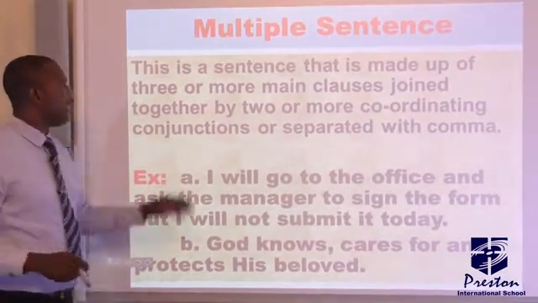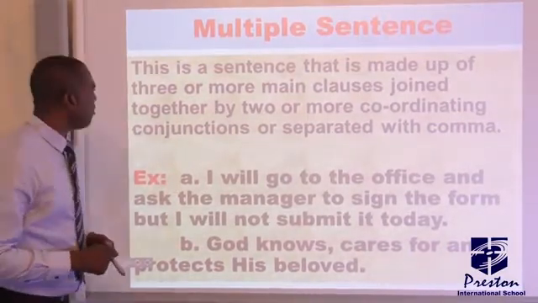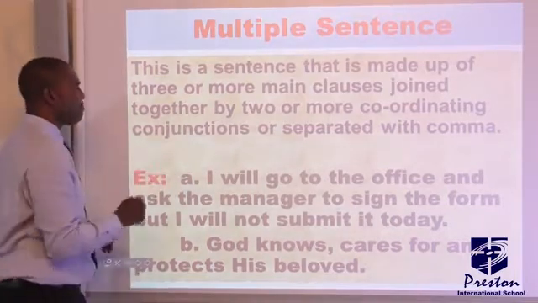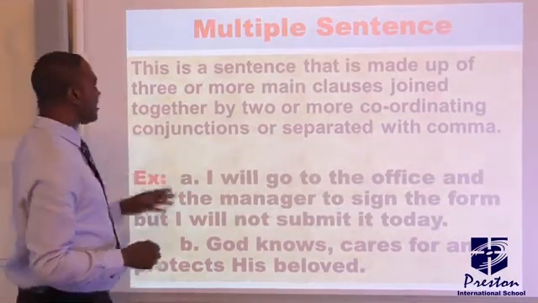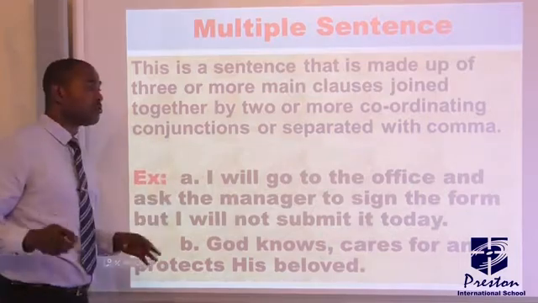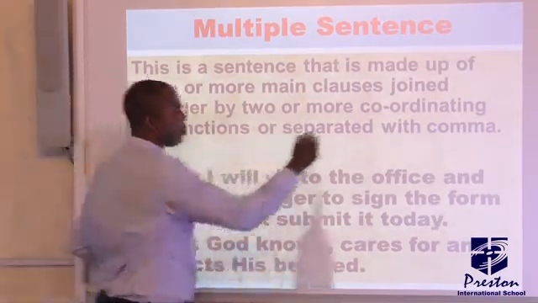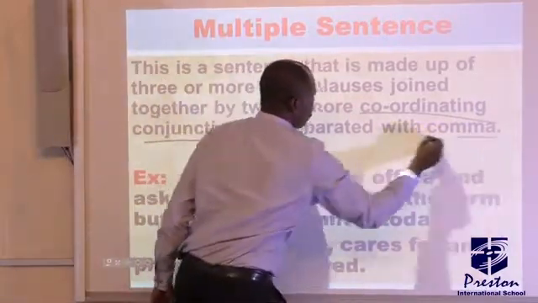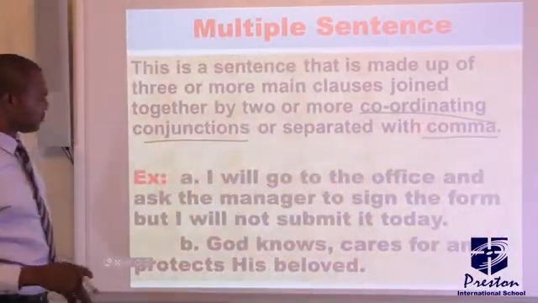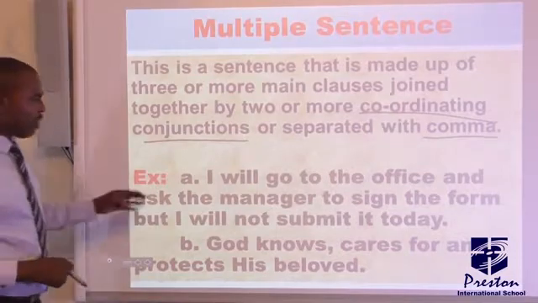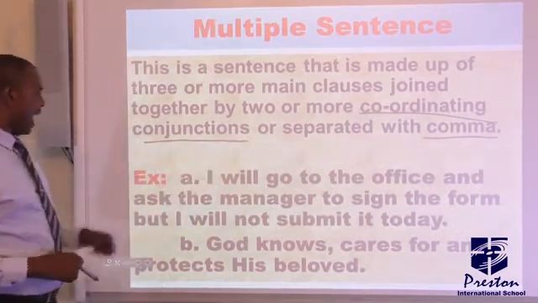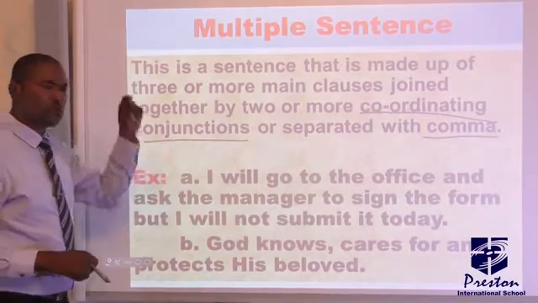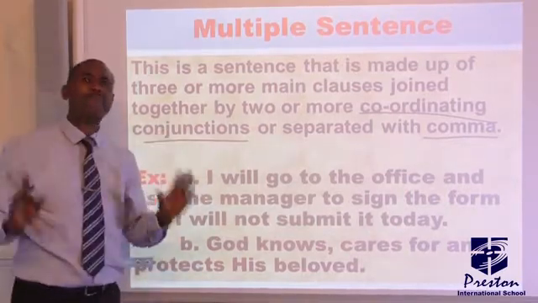Multiple sentence. This is a sentence that is made up of three or more main clauses, joined together by two or more coordinating conjunctions or separated with commas. So it's either you have coordinating conjunctions or you have a comma to separate these clauses. Now let's look at this example. I will go to the office and ask the manager to sign the form, but I will not submit it today. Here we have three main clauses.